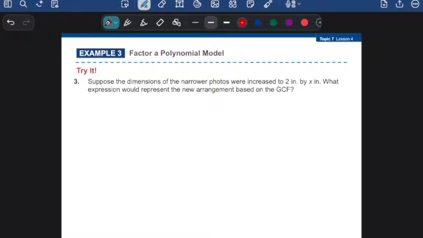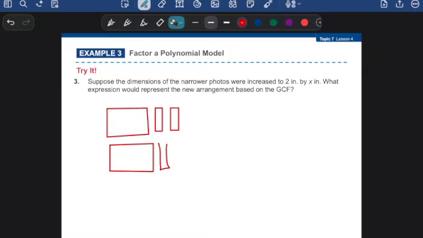Try it number 3. Suppose the dimensions of the narrow photos were increased to 2 inches by x. What expression would represent the new arrangement based on the GCF? So again, if we're going to have these, and then 2 of these, and then we have another one. Sorry, this is not very square. Okay, but now this is x, this is x. This is now 2, and this is x. This is 2, this is x. Okay, x, 2, 2, and x.